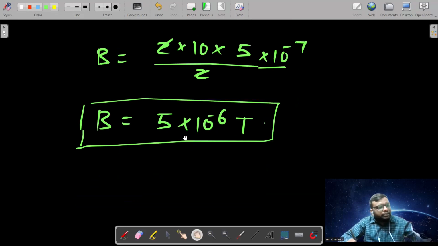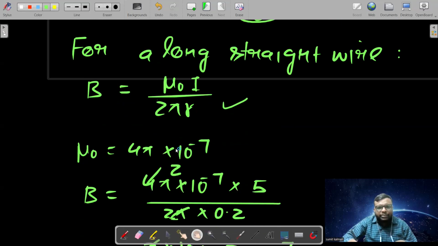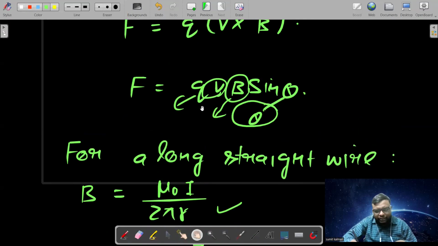Now students, we have got the magnetic field and our expression of magnetic force, it is QBV sine theta. Now students, we have to estimate theta here. What is the value of theta?